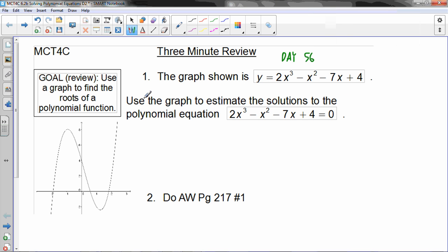Let's get at it. The goal for the 3-minute review is to use graphs to find the roots of a polynomial function. The graph shown is that. So this is the graph of this function. Starts low, ends high. It's got 3 roots and 2 turning points, so I could convince you that that's that function. It says use the graph to estimate the solutions to that polynomial function.